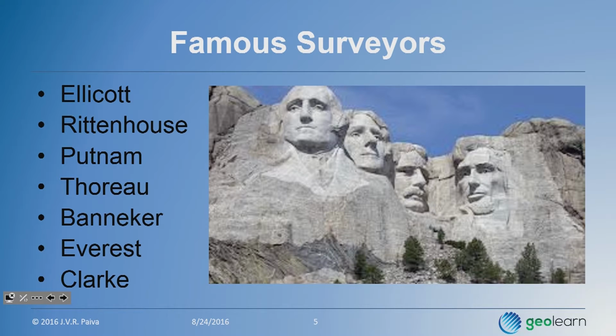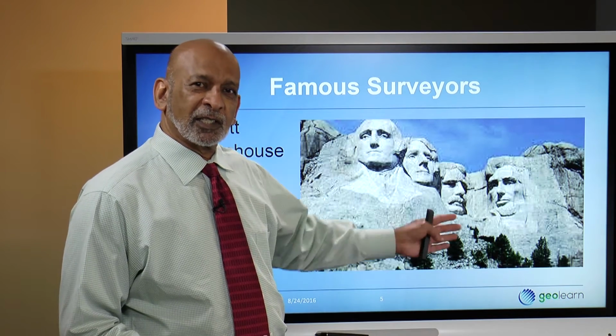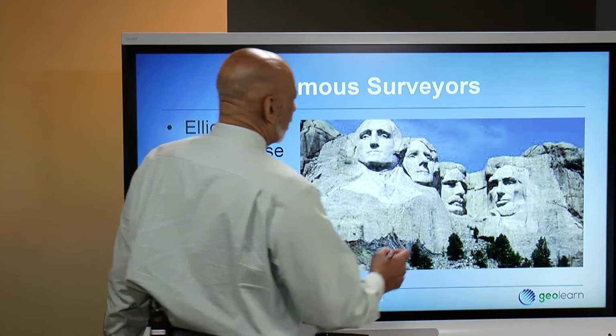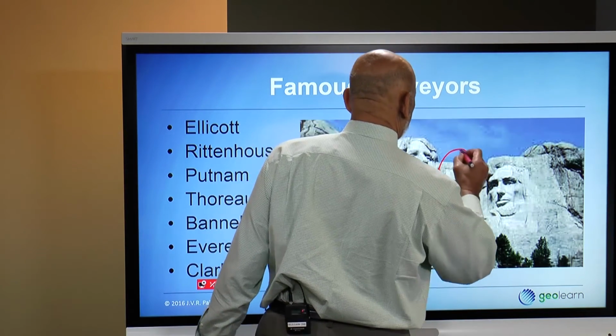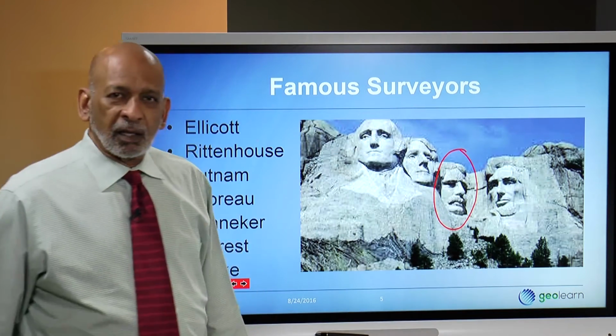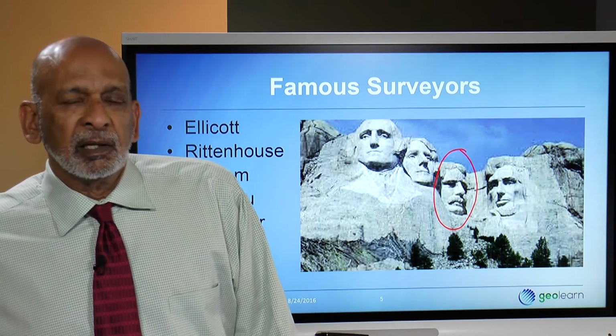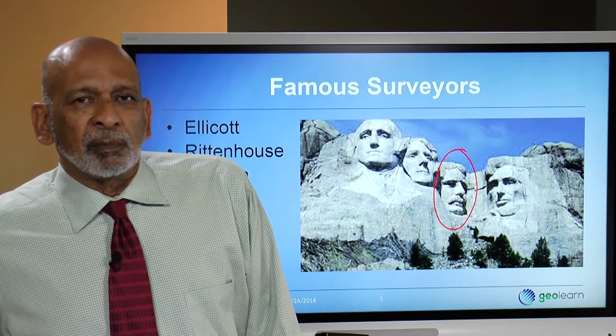And so the big joke is this. Even though we don't really, we say, well, we call this picture the 3 surveyors plus the other guy. And that's because the only guy who's not a surveyor is Theodore Roosevelt. So Washington, Lincoln, and Jefferson were all surveyors at one point in their career.